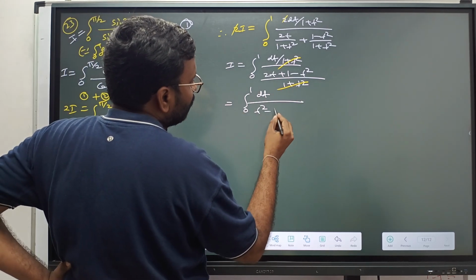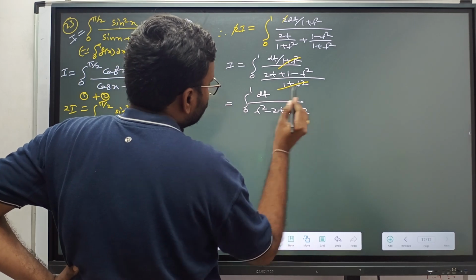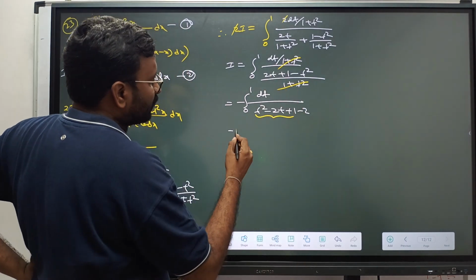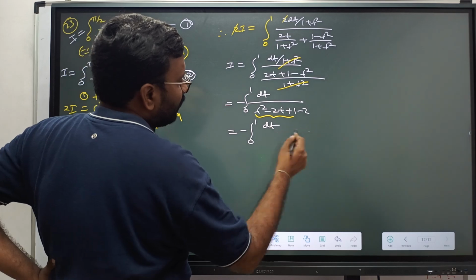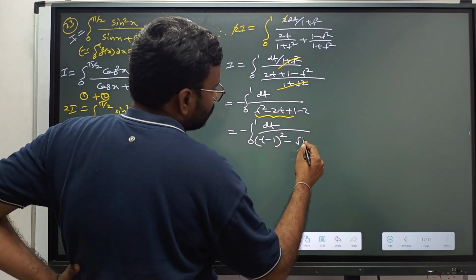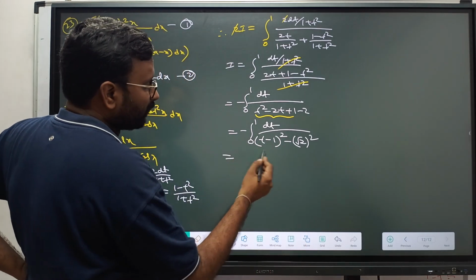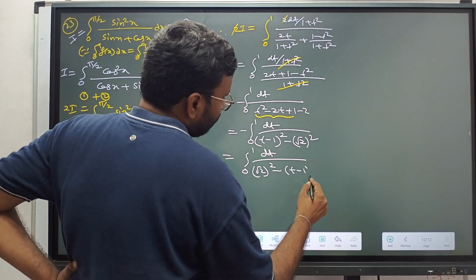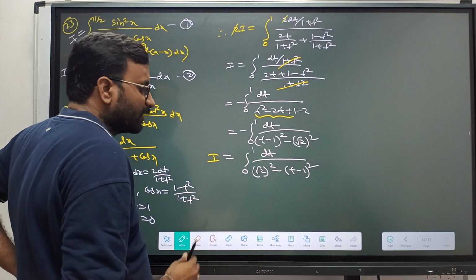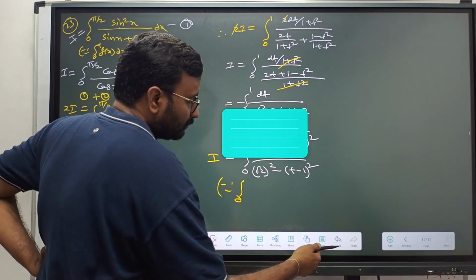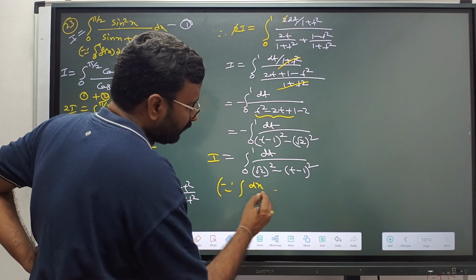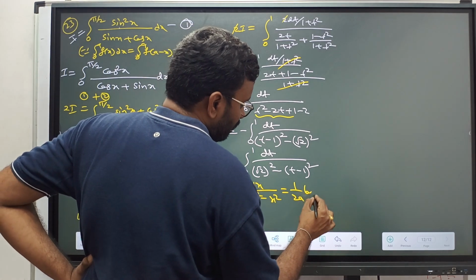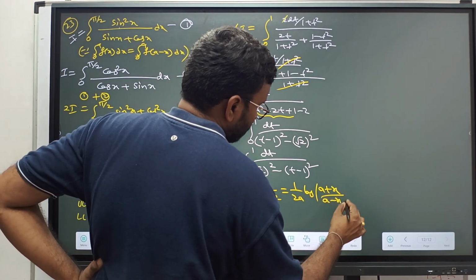Now I am writing t square minus 2t plus 1 minus 2, taking minus common. I already did the same earlier, that's why I am writing directly. So this is a perfect square, that is minus integral 0 to 1 dt by (t minus 1) whole square minus root 2 whole square. So I is minus integral 0 to 1 dt by (root 2) whole square minus (t minus 1) whole square. Which formula? Integration: integral dx by a square minus x square is equal to 1 by 2a log mod (a plus x) by (a minus x) plus c.